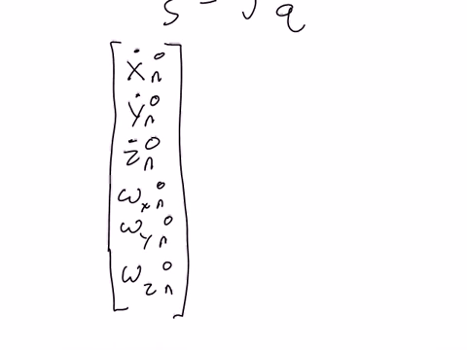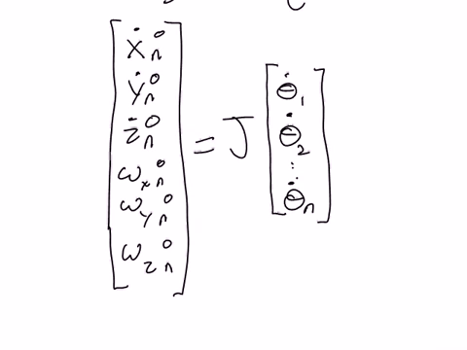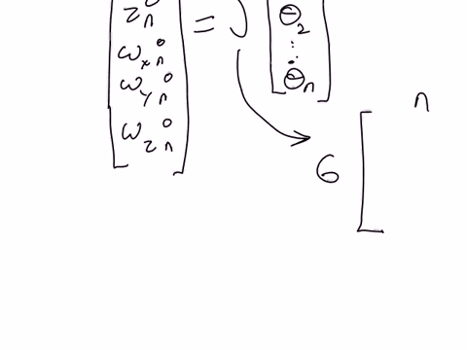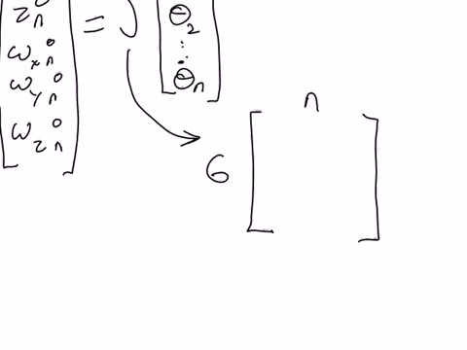Chi was a 6x1 vector of the velocities of the end effector. Q dot had n rows, where n is the number of joints that our robot has, and it has one column. So our Jacobian matrix has to end up having 6 rows and n columns. It has to be a 6 by n matrix where n is the number of joints.